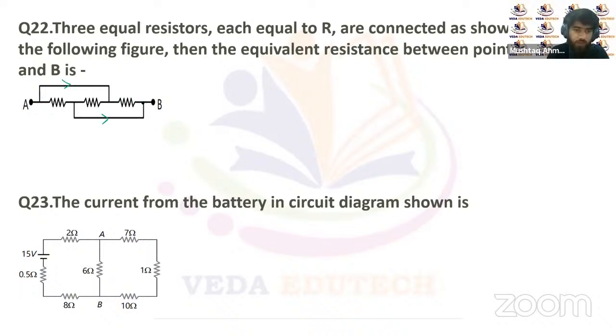in this fashion. It means the potential of this point and this point will be the same, and the potential of this point and this point will be the same. It means all three resistors will be parallel to each other. So we can place these resistors in parallel to each other in this fashion, each of resistance R, R and R.